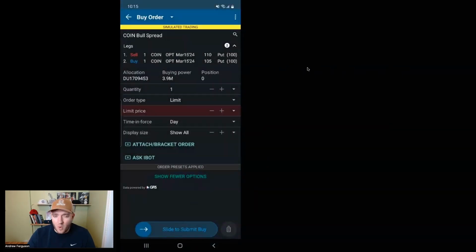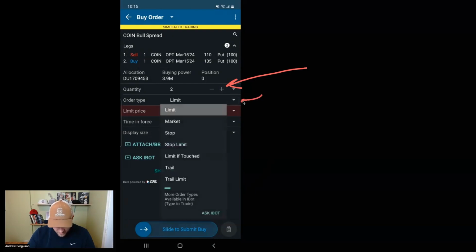If you wanted to bump up the quantity right there, you could do so. If you want to do 1 or 2 contracts, you could bump that up. You could also do a limit or a market order, whatever kind of order you'd like to do. Usually it's either market or limit when you're starting to get a position in the hopper and get it on. So I'm going to keep it at limit.